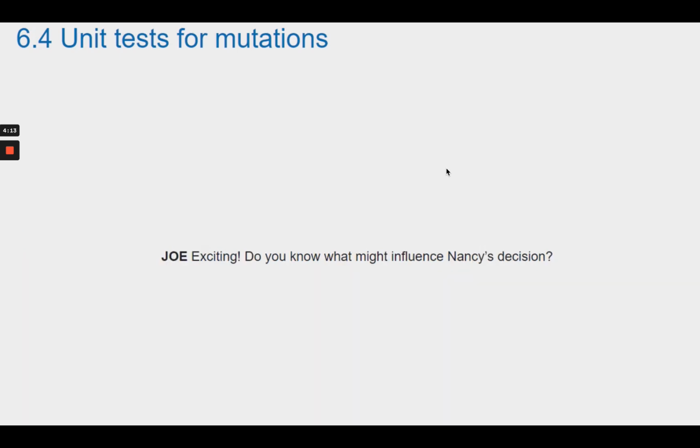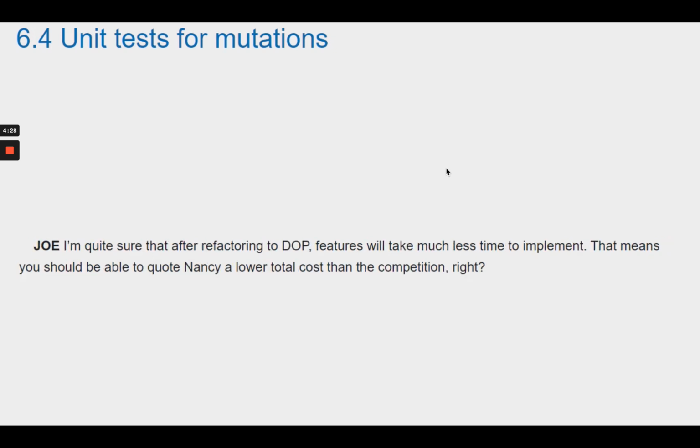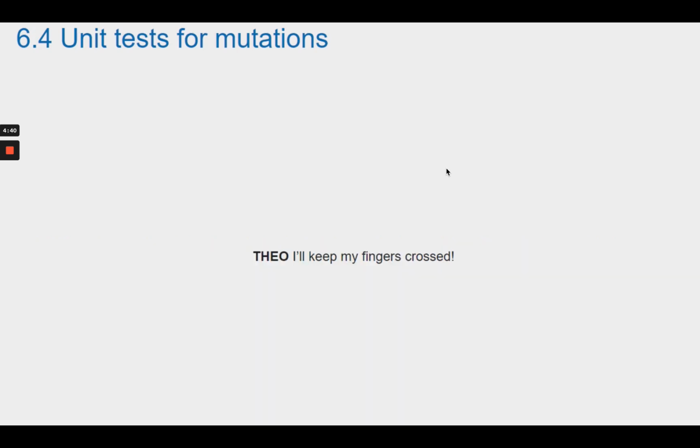Joe: Exciting. Do you know what might influence Nancy's decision? Theo: Our cost estimate, certainly, but I know she's in touch with other software companies. If we come up with a competitive proposal, I think we'll get the deal. Joe: I'm quite sure that after refactoring to DOP, features will take much less time to implement. That means you should be able to quote Nancy a lower total cost than the competition, right? Theo: I'll keep my fingers crossed.